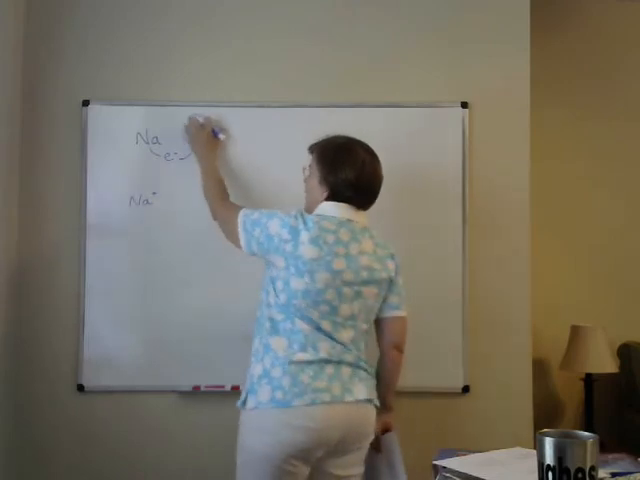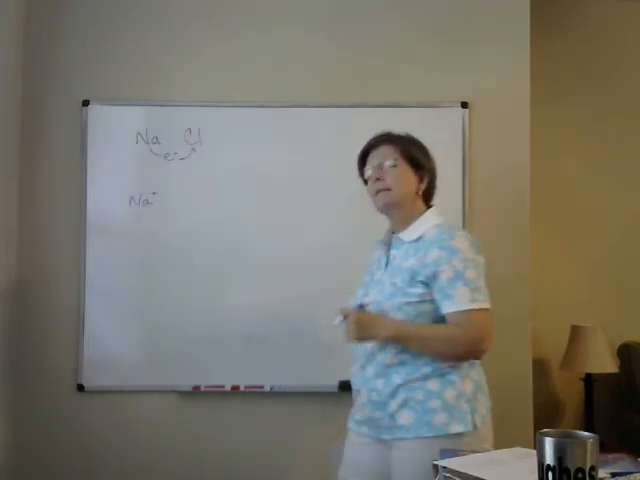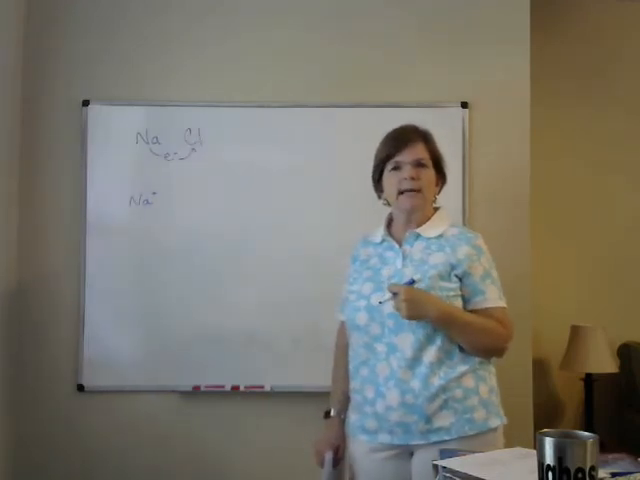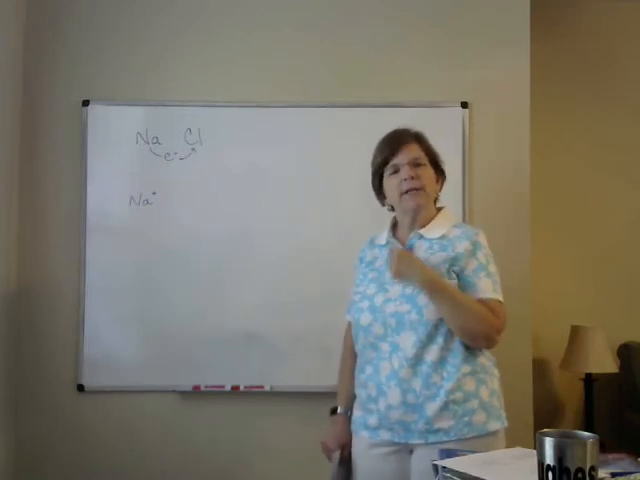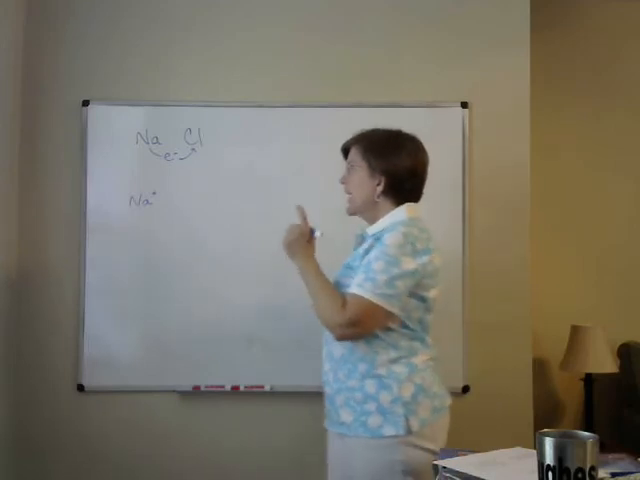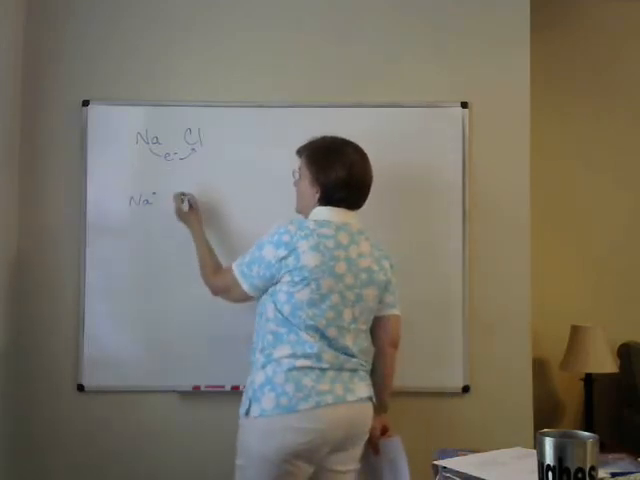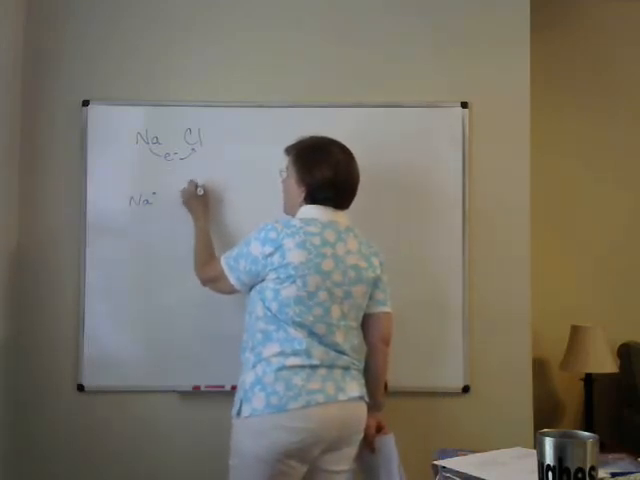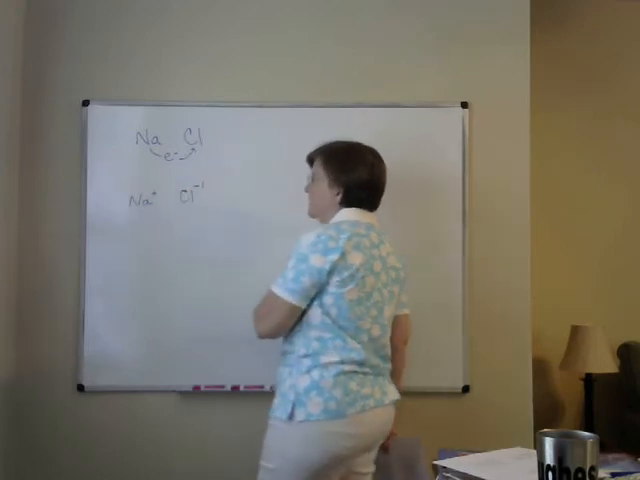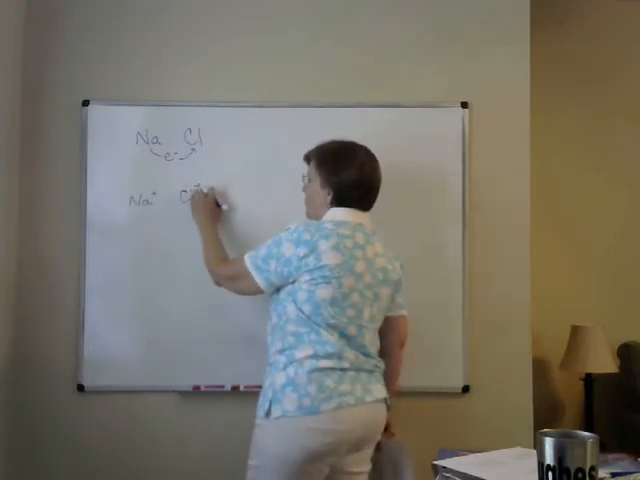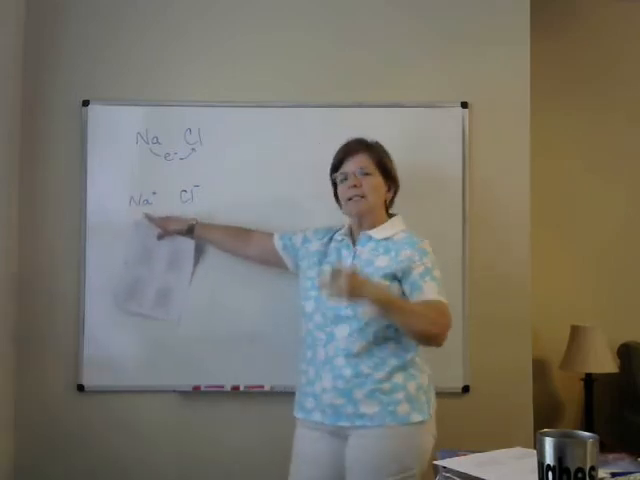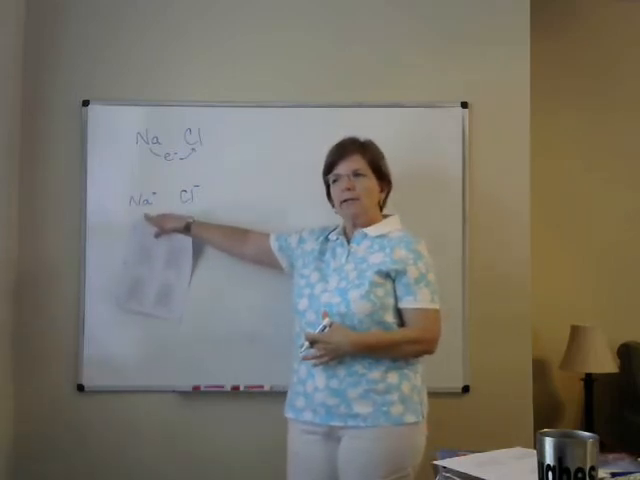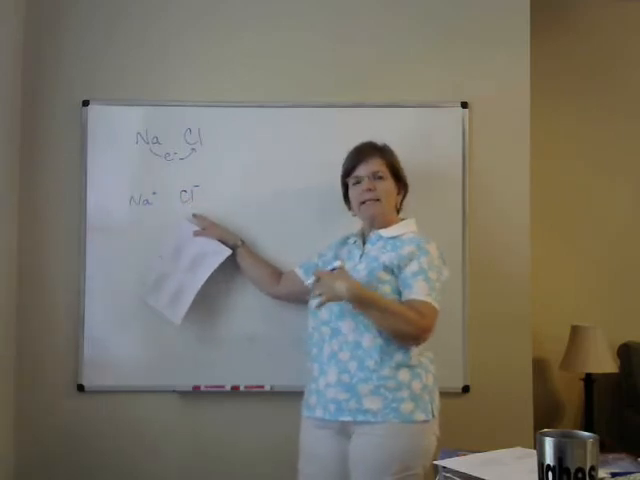Chlorine, on the other hand, has 7 electrons in its outer shell, and the magic number is 8. It'd love to have 8, but it only has 7. So it happily accepts this extra electron. If it has one extra electron, it's going to be negatively charged. So this is a positive ion. It's missing one electron. This is a negative ion. It's gained one electron.